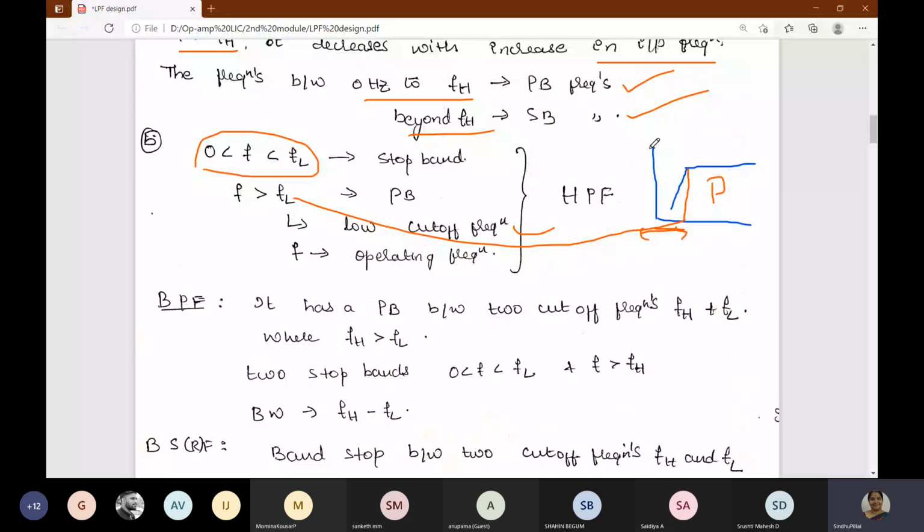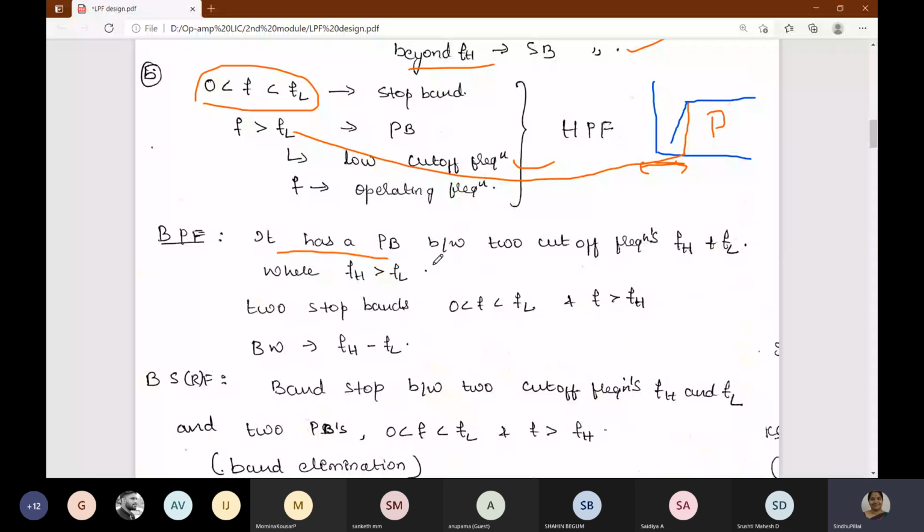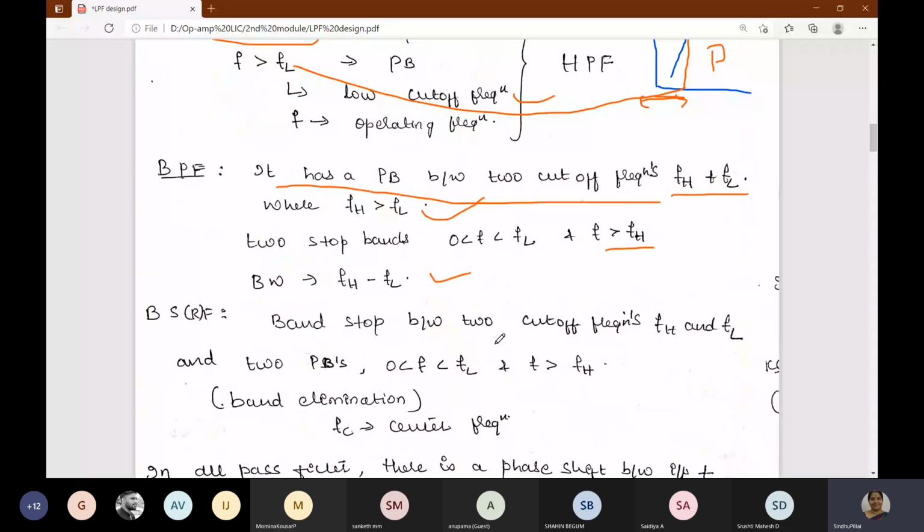The next one is the band pass filter. So it has a pass band between two cutoff frequencies. So a band of frequencies will be passed. So it is FH and FL, where FH is greater than FL, and two stop bands. The two stop bands are where F is between 0 to FL and where F is greater than FH. And bandwidth is FH minus FL. So this concept you will understand better when you see the graph.